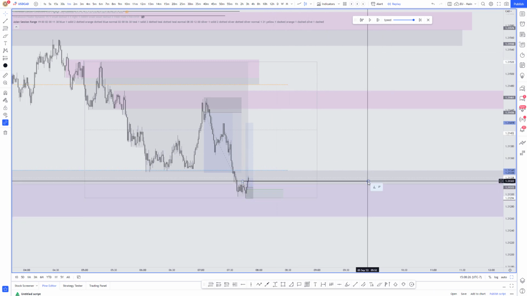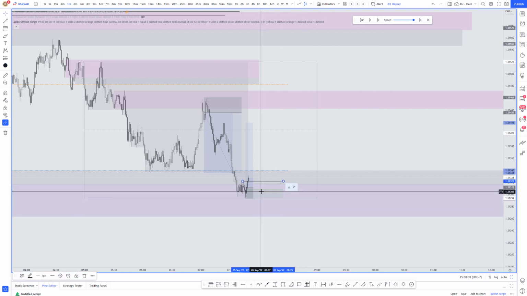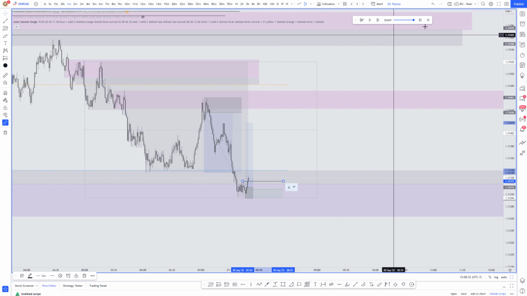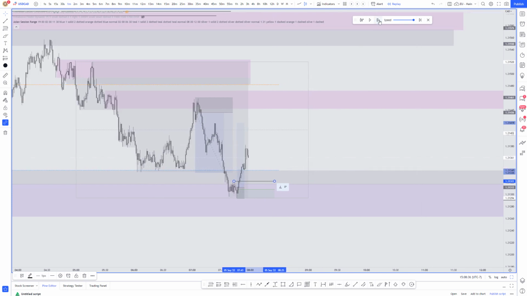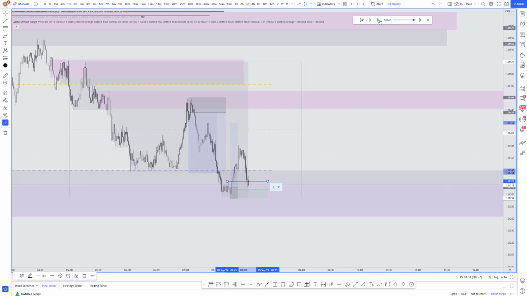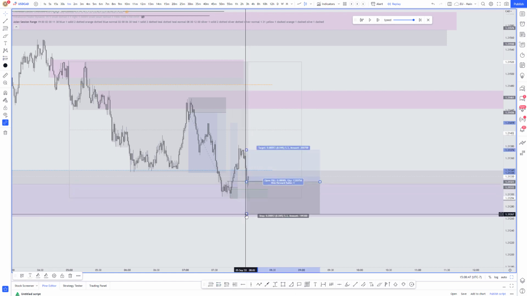So as far as your POI though, it would be everything from this imbalance to this POI. If that's too big for you, you can either shave it down or kind of avoid it altogether. Totally up to you. I'd probably execute this wick.